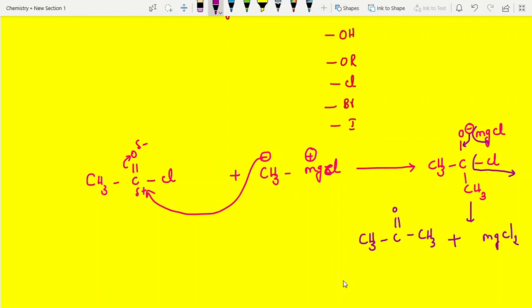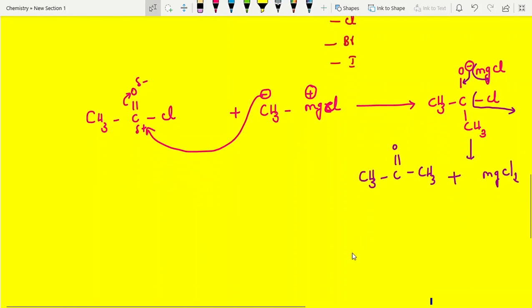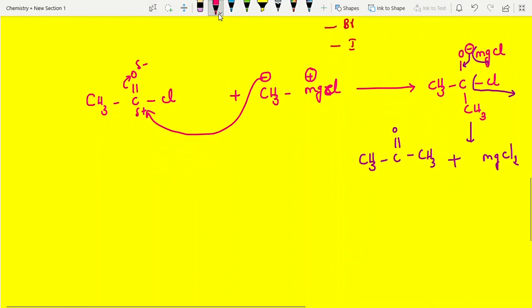Is it your final product? No, it's not your final product. Again an active site is generated, the double bond. So it will take one more mole of Grignard reagent. If an active site is there, further addition will take place. So one more mole of Grignard reagent we can use, CH3 MgCl. This is minus, this is plus, right? So this will go and attack here.